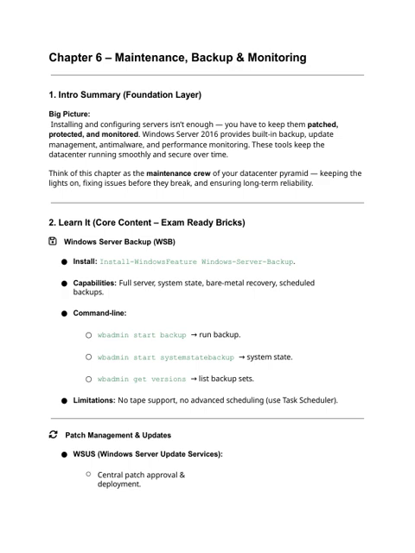Using the command line, you'd start a backup with wbadmin start backup. To back up just the system state, it's wbadmin start systemstatebackup. And if you want to see what backup versions you have, you use wbadmin get versions. Keep in mind, WSB doesn't support tape backups or advanced scheduling natively, so you might want to use Task Scheduler for that.